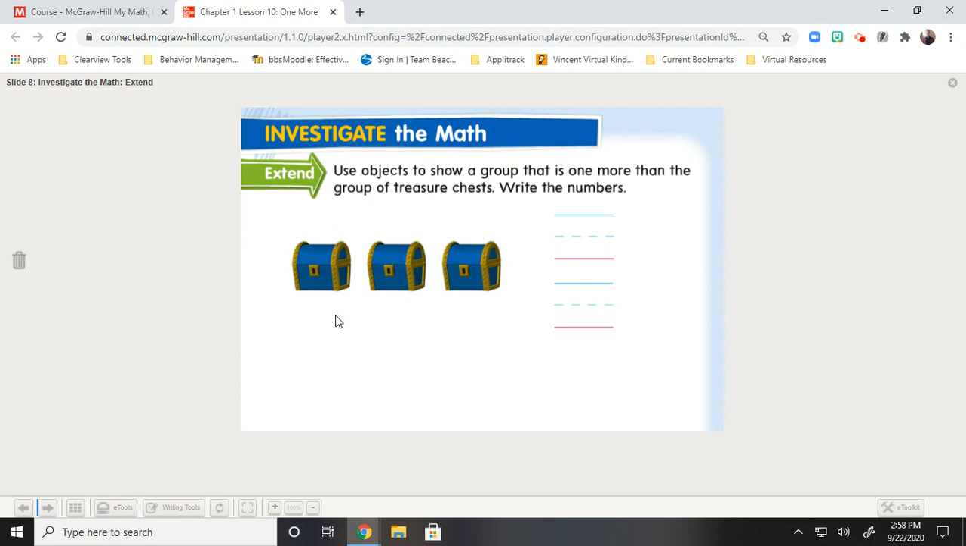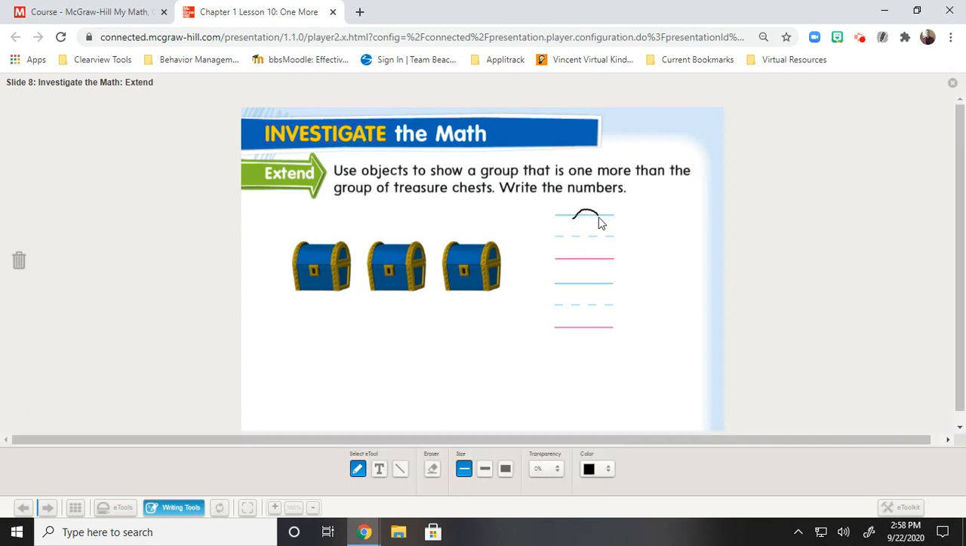This says use objects to show a group that is one more than the group of treasure chests and write the numbers. So the first thing we should do is write the number of treasure chests. So let's count. 1, 2, 3. I'm going to go ahead and write my 3. Curve around and around again. I am number 3.